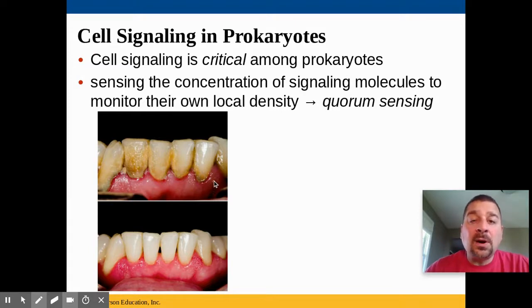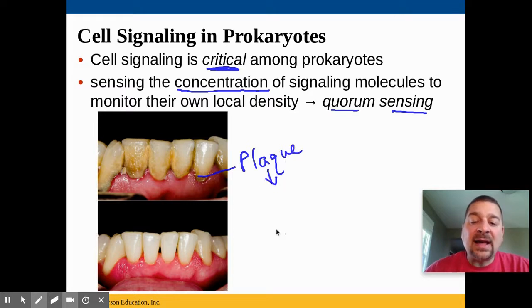Going back to prokaryotes or bacteria, cell signaling is critical among prokaryotes. One of the things we've noticed is that they use these chemicals to sense their own concentration, and they monitor their local density of bacteria, even bacteria of different species. We call this quorum sensing. A big example is when we go to the dentist and get the plaque cleaned off our teeth. That plaque is an example of a biofilm.